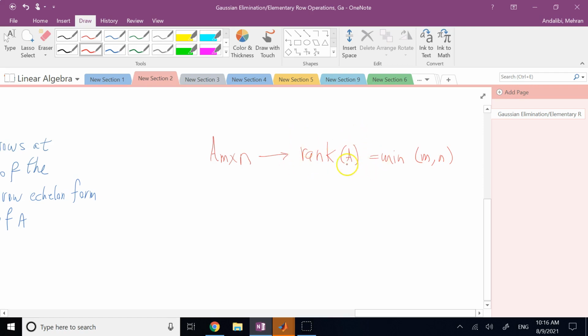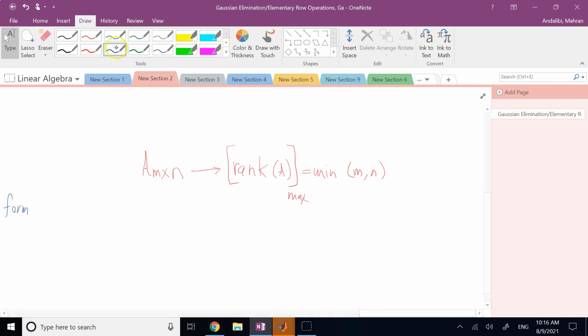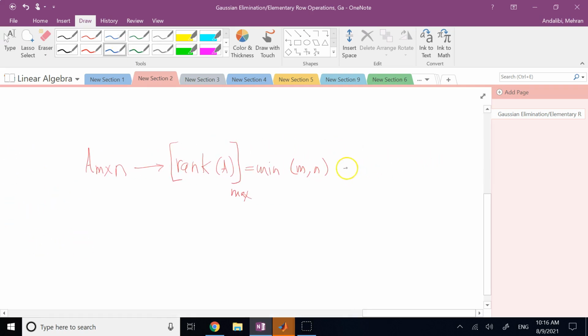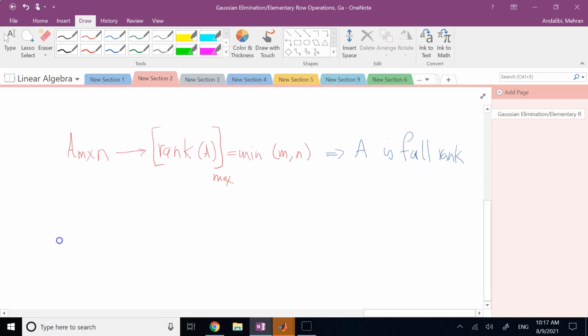and this is the maximum of the rank. This is not the rank always. This is the rank of A max. This is the maximum rank that it can have. If that's the case, we say what? We say A is full rank, which means it has all rows or columns that can be linearly independent. It has all of them.